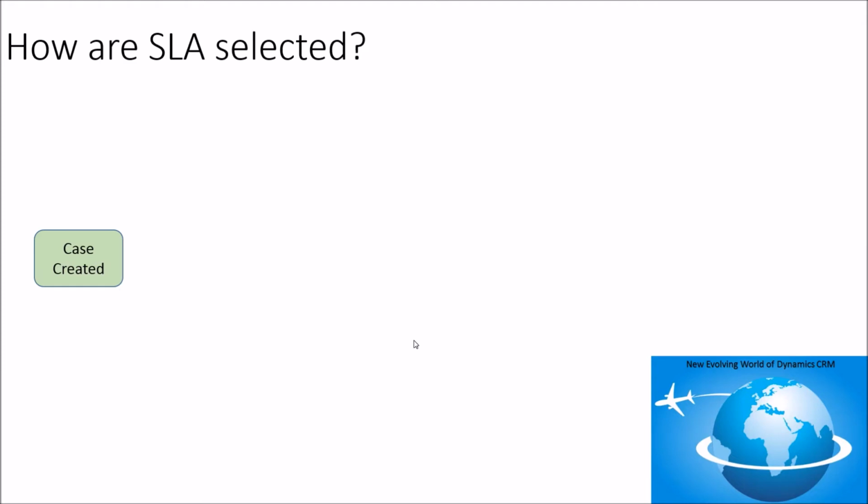There are two ways you can select an SLA for a customer or for a case: the default way or the entitlement way. The default way is used when you don't want to create entitlement. You can create only one default SLA. As you know, you can have multiple SLAs, but only one SLA can be configured as the default. If you have configured an SLA as the default, each customer is served using that SLA only. That's one way of doing it.